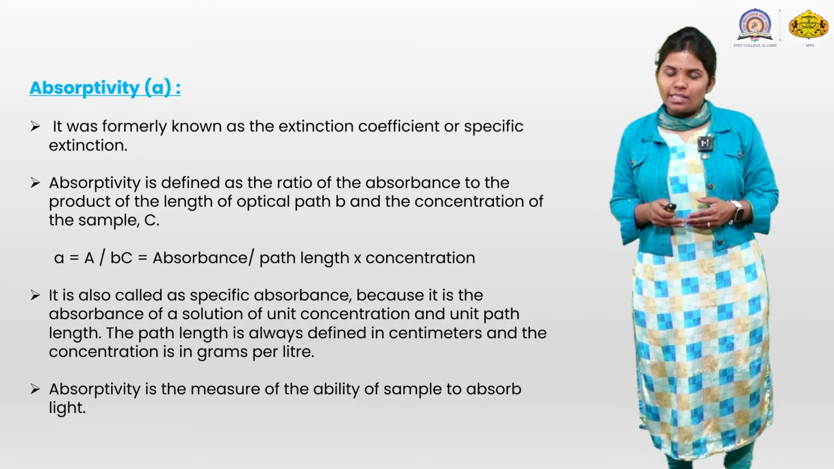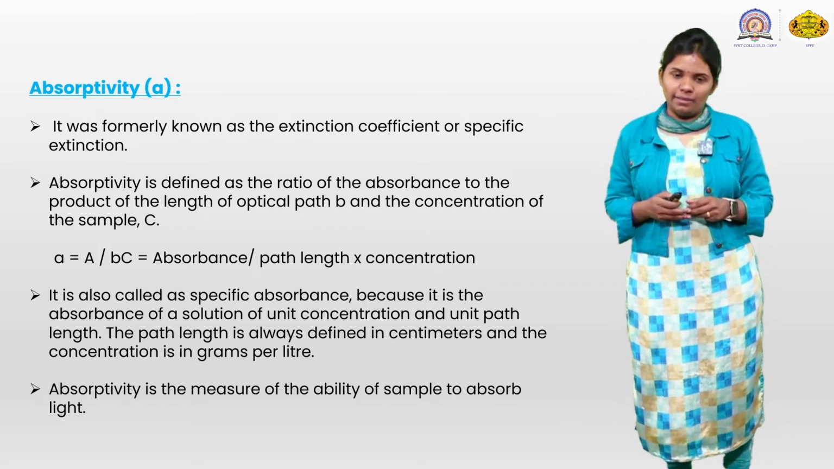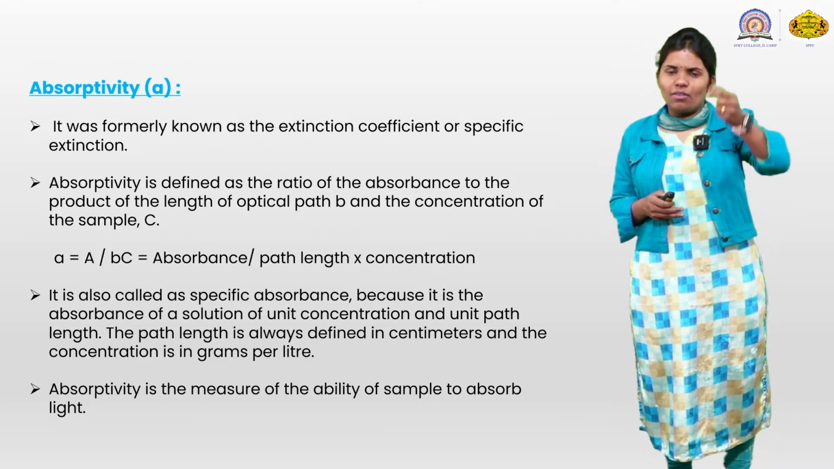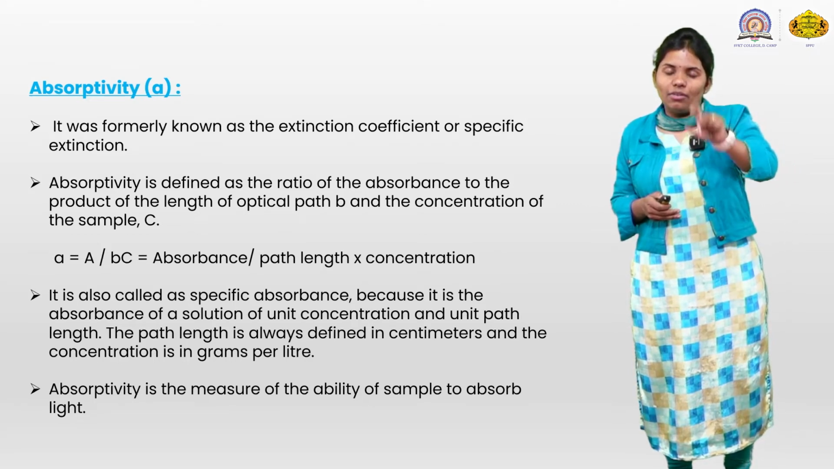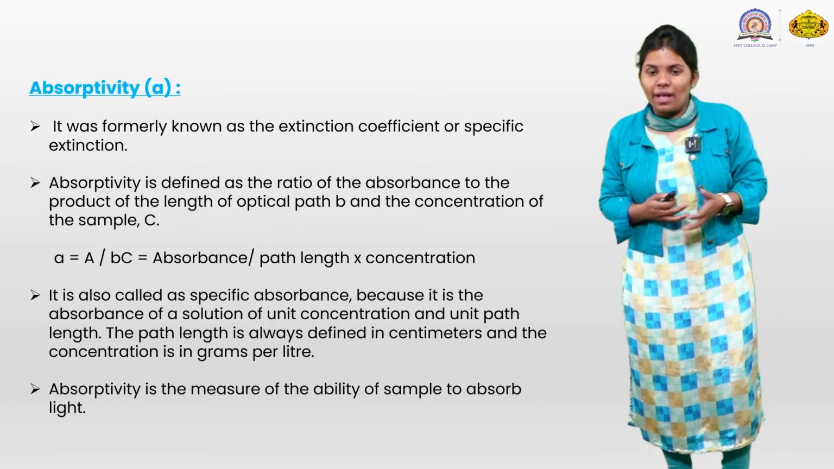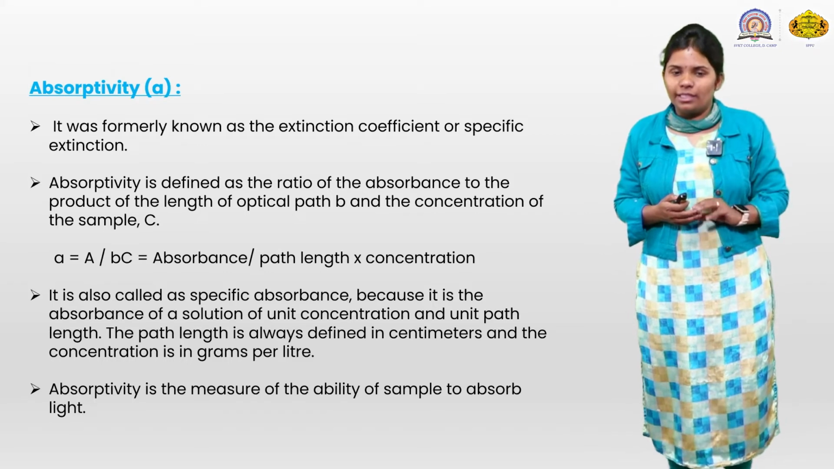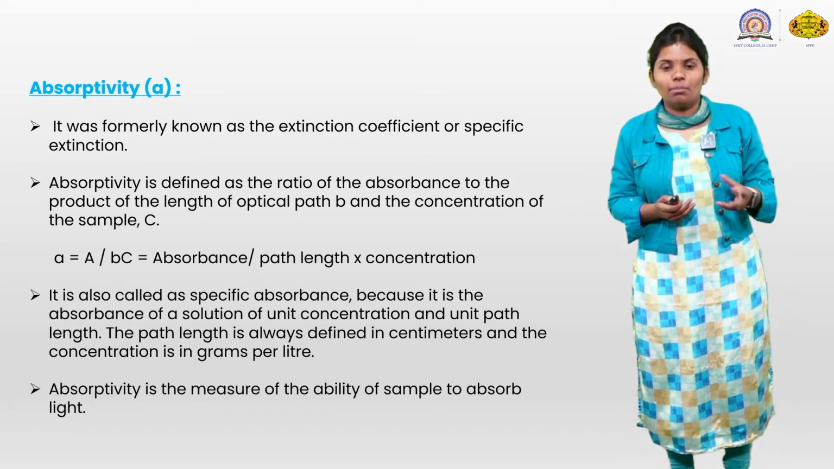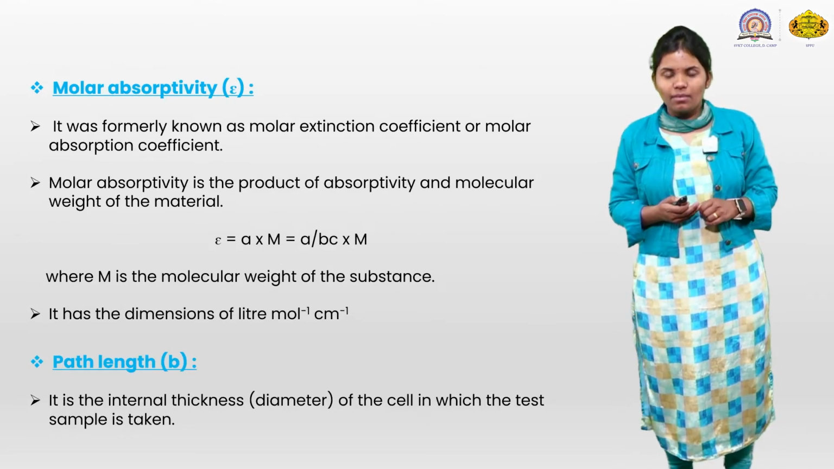It is also called the specific absorbance because it is the absorbance of a solution of unit concentration and unit path length. Path length is nothing but the diameter of the cuvette you used in that particular practical. The path length is always defined in centimeters and the concentration in grams per liter. So, absorptivity is a measure of the ability of a sample to absorb light.